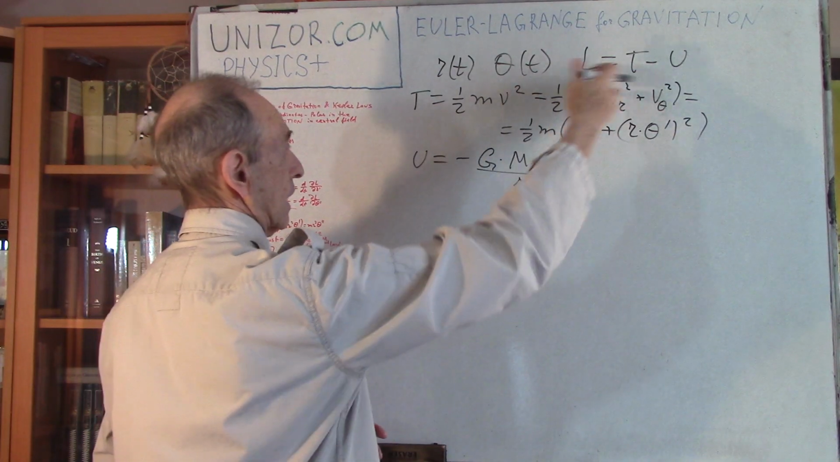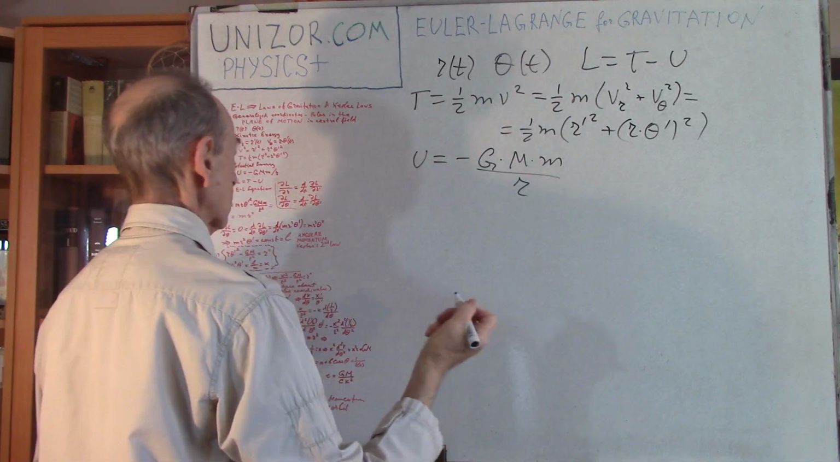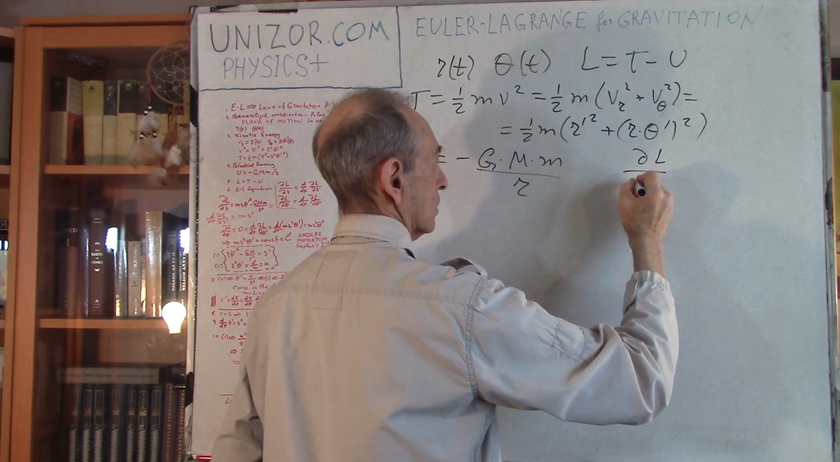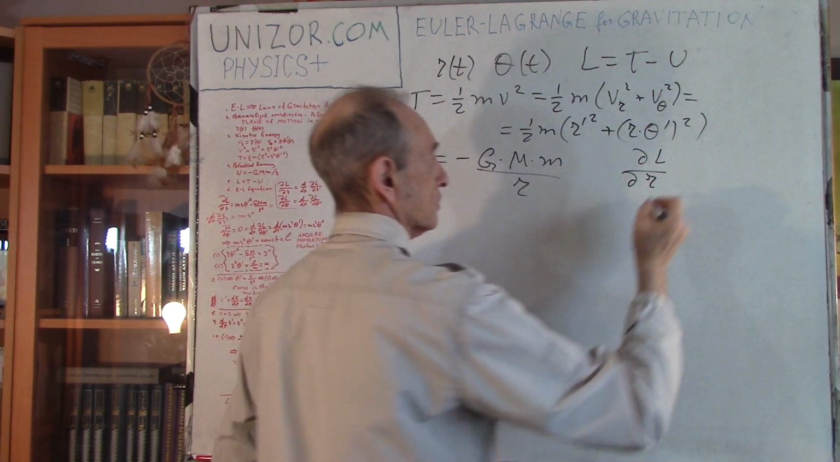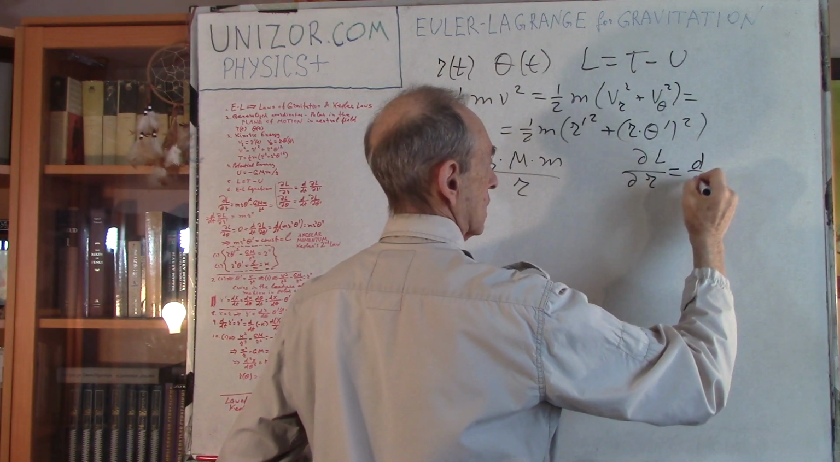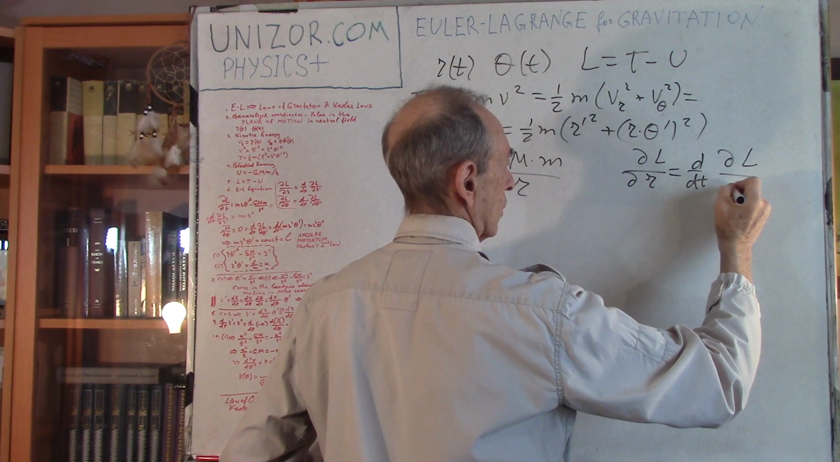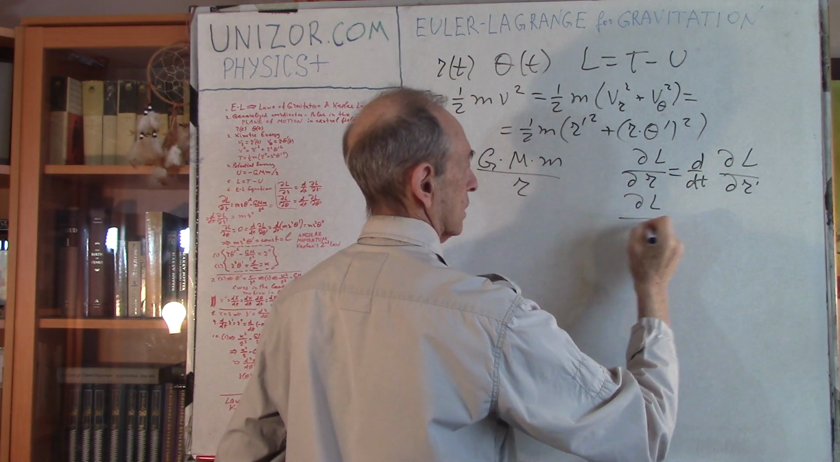Now we basically have the Lagrangian, and what kind of equations do we have to write? In this case we have two different generalized coordinates, so there are two different equations. This is the regular form of the Euler-Lagrange equation, one by r and another by theta.